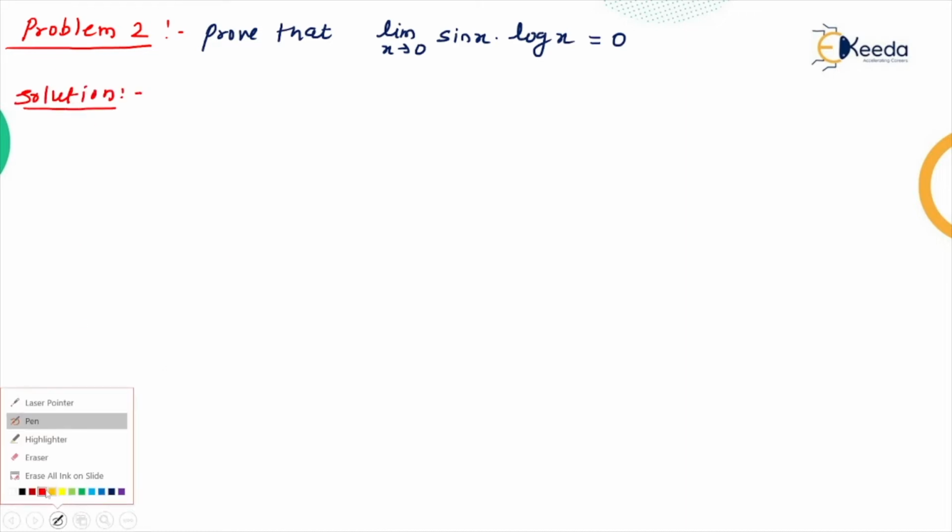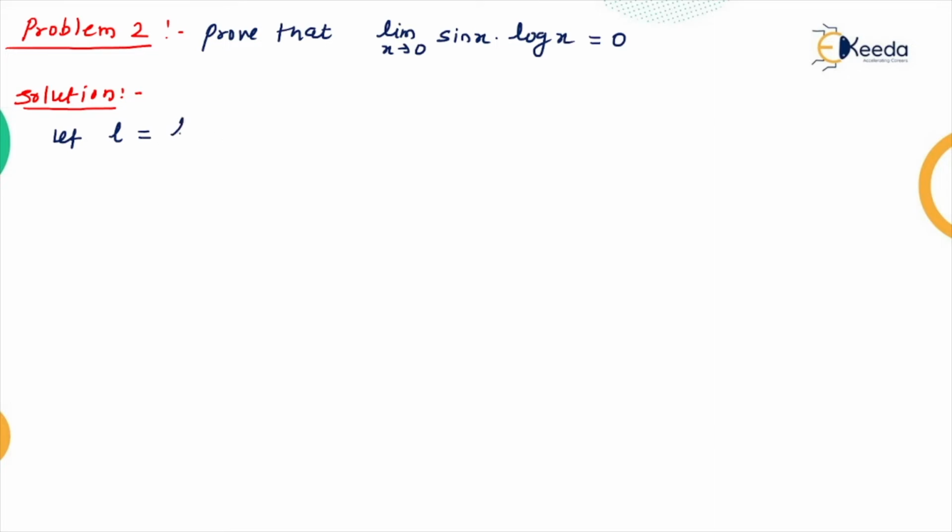In this case, we are given a product of two functions, guys. So that's why I am writing here, let the limit be L. So L is equal to the limit as x tends to 0 of sin x into log x. We have to do nothing extra here. First you have to check what form it is. When we replace x with 0, sin 0 becomes 0 and log 0 becomes infinity, guys.